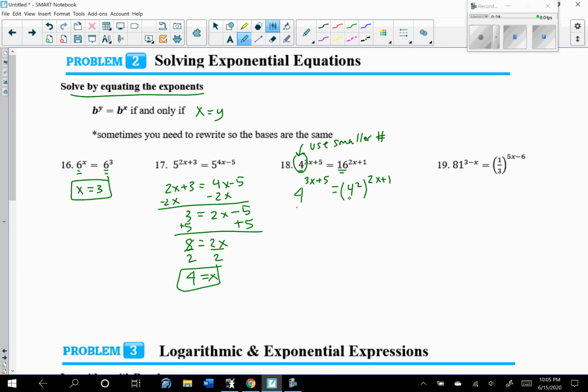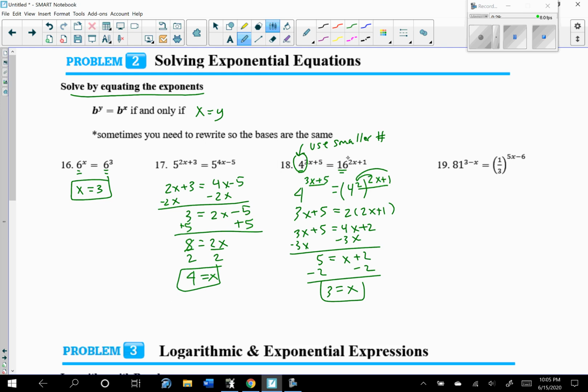So now we have the same base, we can set the exponents equal. So we have 3x plus 5 equals 2 times 2x plus 1. Notice I put it in parentheses because both of these terms have to be multiplied. So 3x plus 5 equals 4x plus 2 when you distribute, and then combine your like terms, minus the 3x. 5 is equal to x plus 2, subtract the 2. 3 is equal to x, and then of course you could plug it into your equation for x to make sure both sides are equal to check your work.